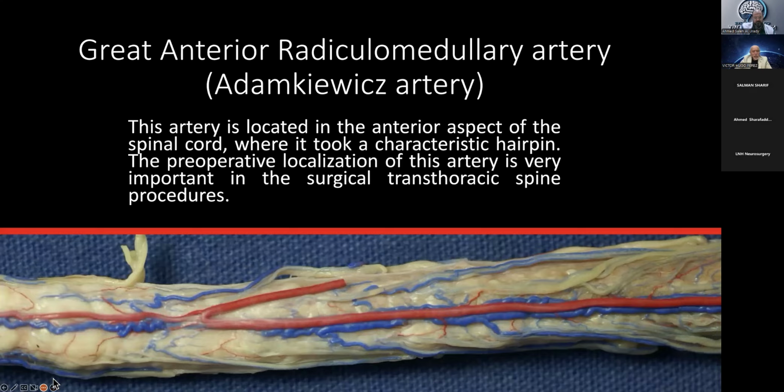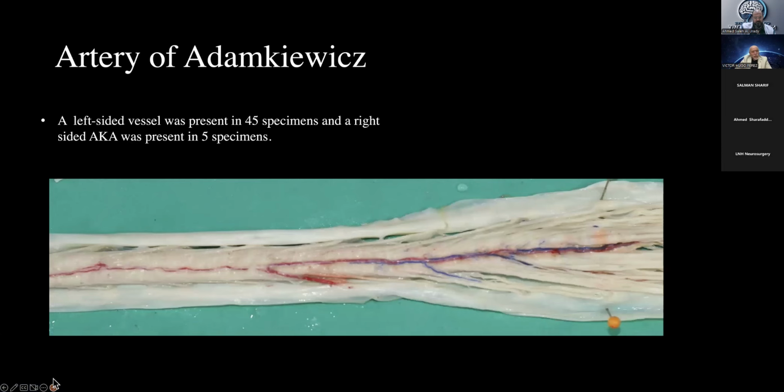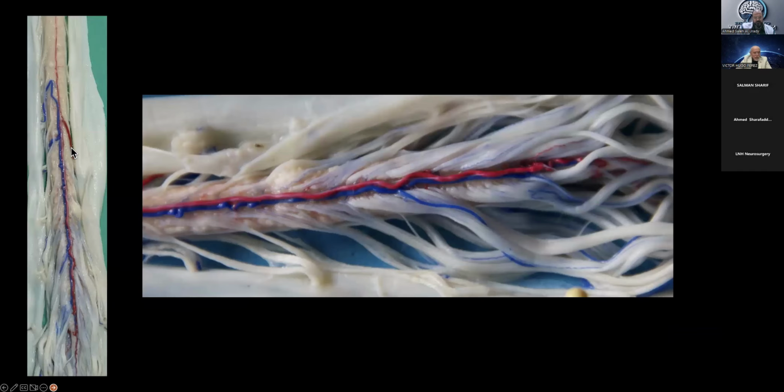So in 50 spinal cords that we studied, a left-sided vessel was present in 45 specimens, and a right-sided Adamkiewicz artery was present in 5 specimens. This is on the right side. Here we have it on the left side.